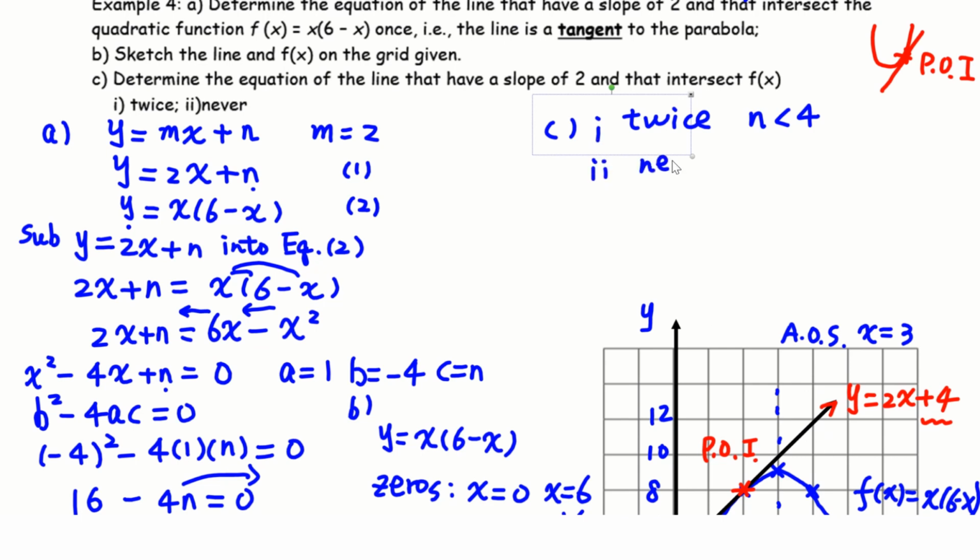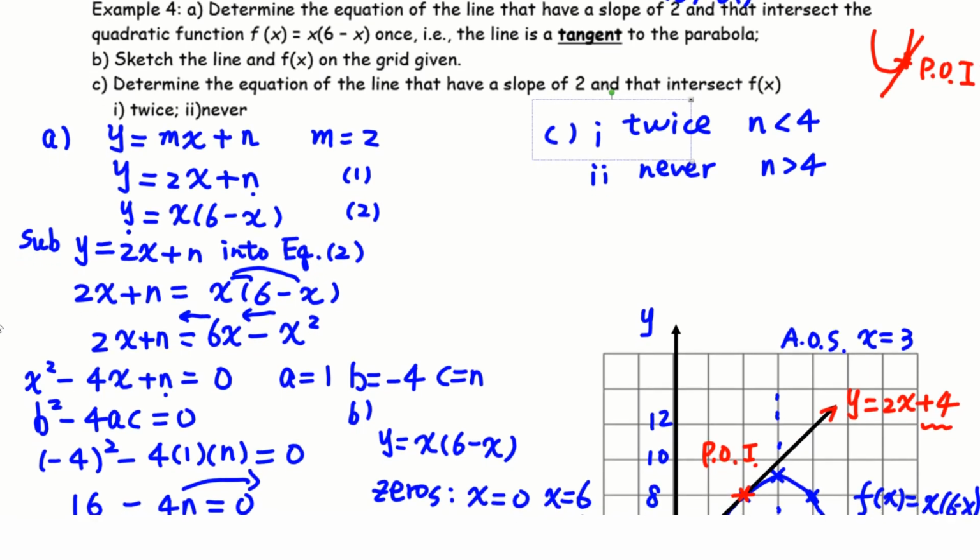And never means if the y-intercept is greater than 4, then there are no points of intersection. So from this question, you see that by using b squared minus 4ac equals 0, you are able to find the tangent line for the problem. And thanks for watching.